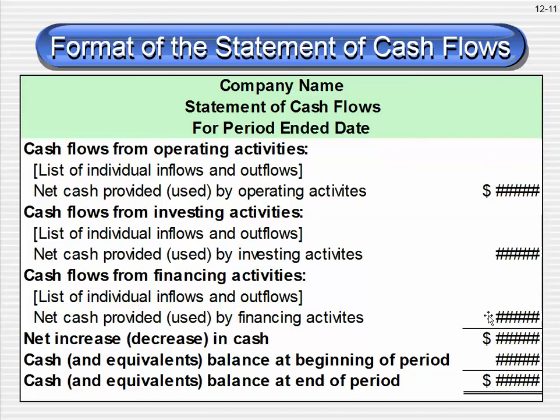Then we'll add those three together, and that'll give us a net increase or decrease in cash. Add that to our beginning balance at the beginning of the period. So we'd have to refer back up here to our header to see when the beginning of the period was. That would be the ending balance of the previous period. And that will now give us the balance at the end of our period.